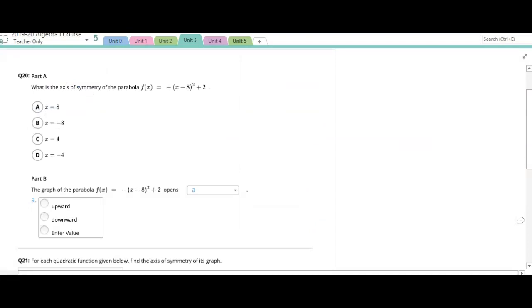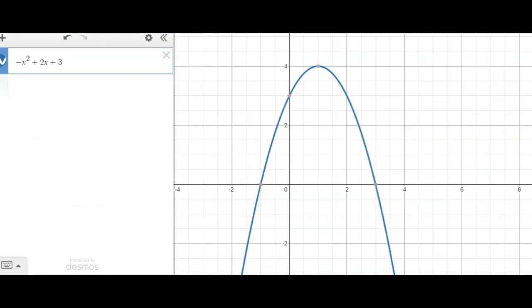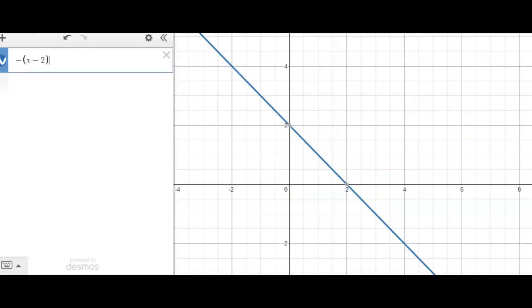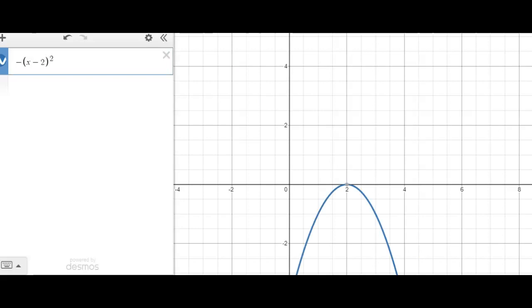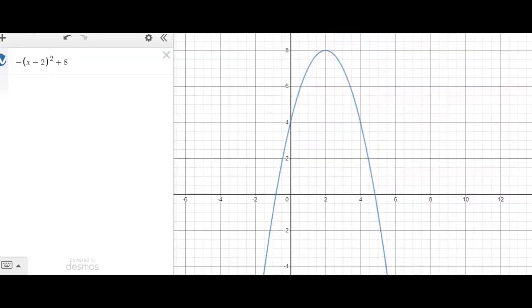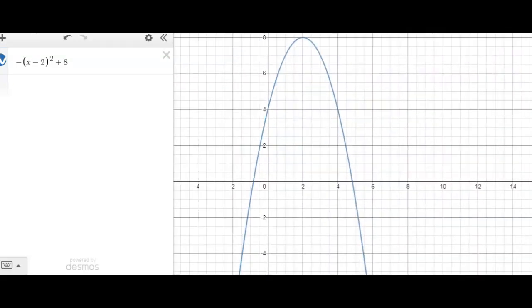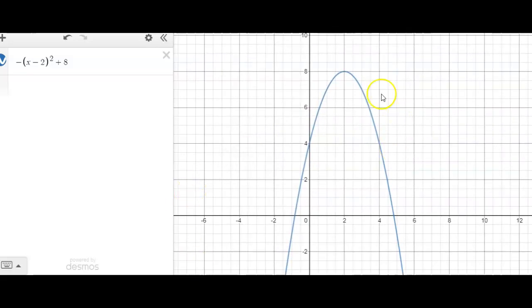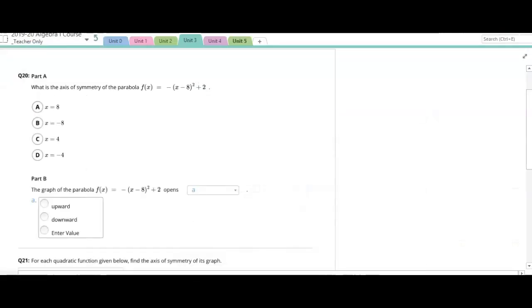What is the axis of symmetry of the parabola? Well, let's take a look at it graphically first. x minus 8 plus 2. Negative x minus 2 plus 8. That's what it looks like. The axis of symmetry is the invisible line that we can run right down the center of our graph right here and fold the parabola and it would line up on top of itself. So I can see that that's at x equals 2. x equals 2.